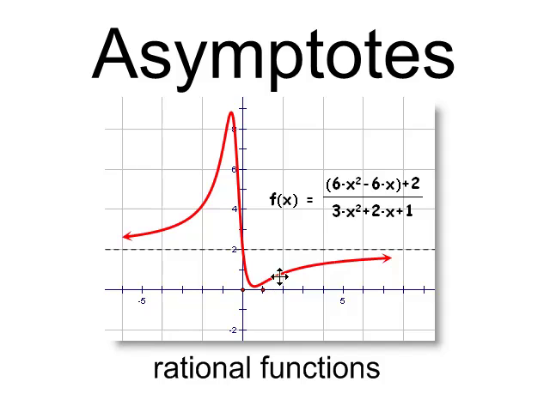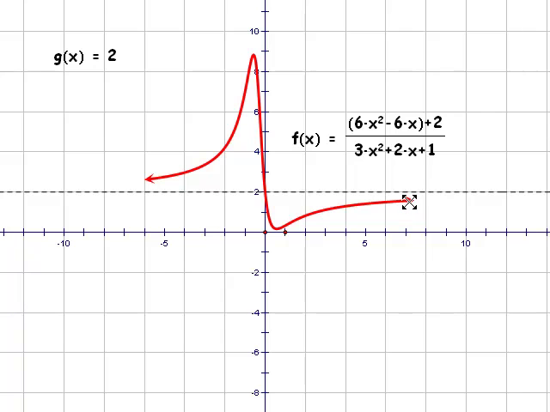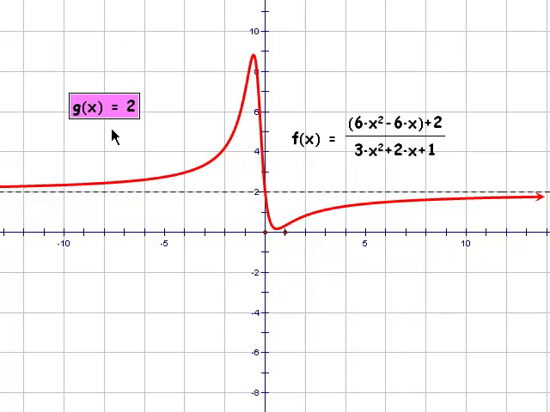And so in this function here, you can see that x is getting bigger and bigger and bigger, and it's approaching this line, y equals 2. And as x heads for negative infinity, it also approaches this line, y equals 2. But it never does quite get there. And so here's the example of the function. As you can see, as x approaches negative and positive infinity, this function approaches y equals 2, or the other function, g at x equals 2.